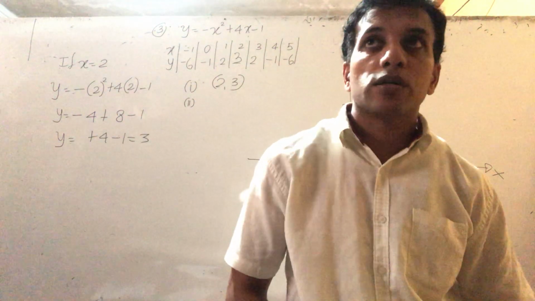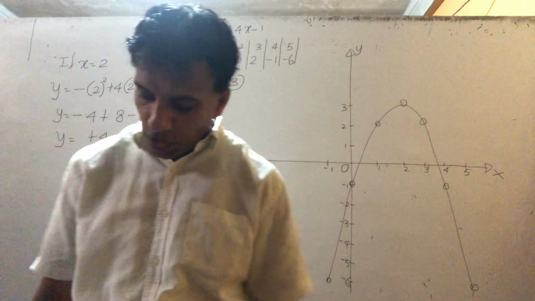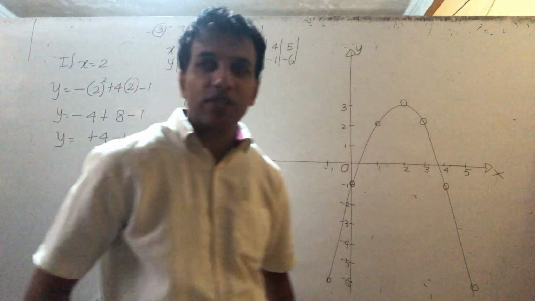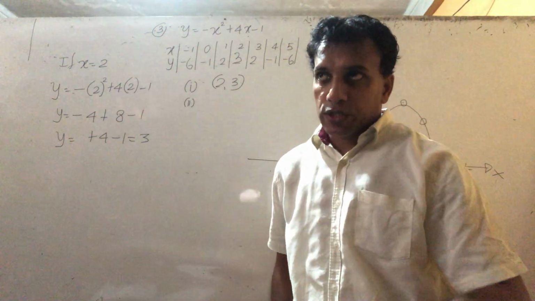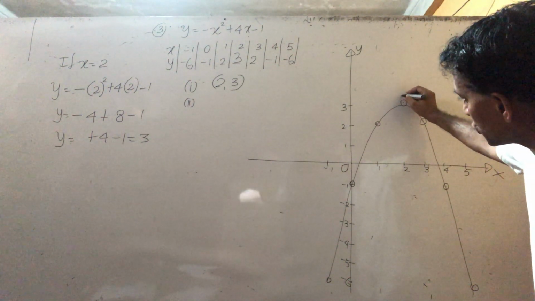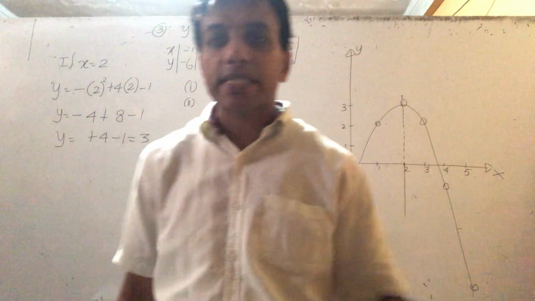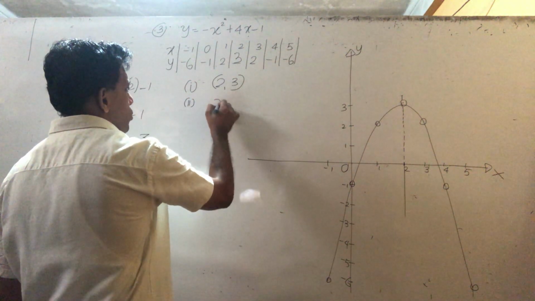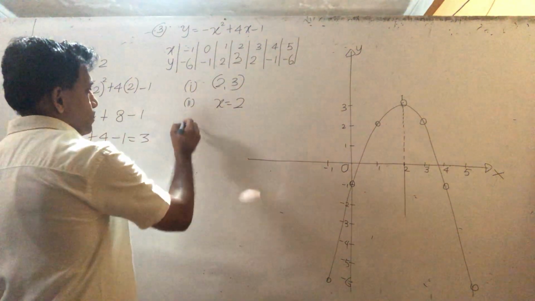Second part: write the equation of the symmetric axis. Every graph has a symmetric axis; you see it in all your grade 10 or O-level graphs. So how to find it? Through the peak, the maximum point, you draw a vertical line. Where that line cuts the x-axis gives the symmetric axis. So x equals 2 is the equation of the symmetric axis.